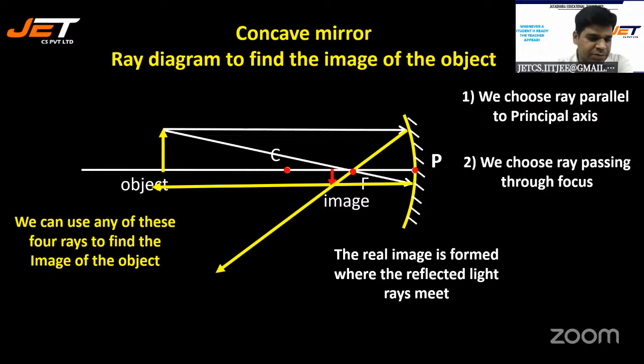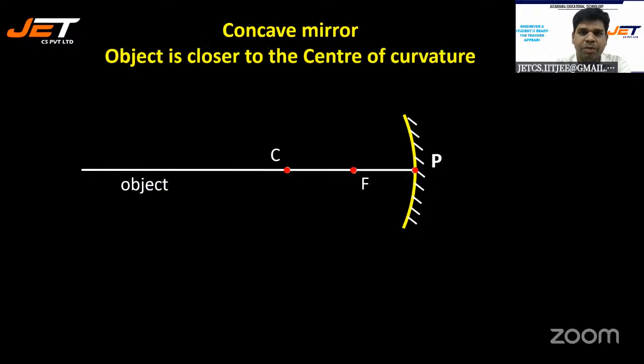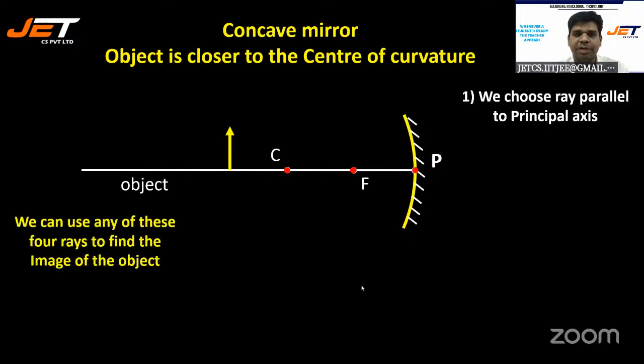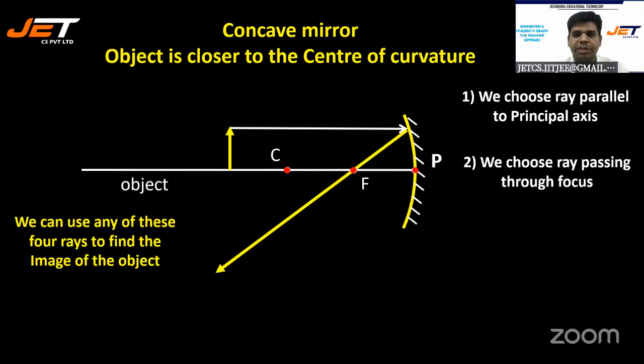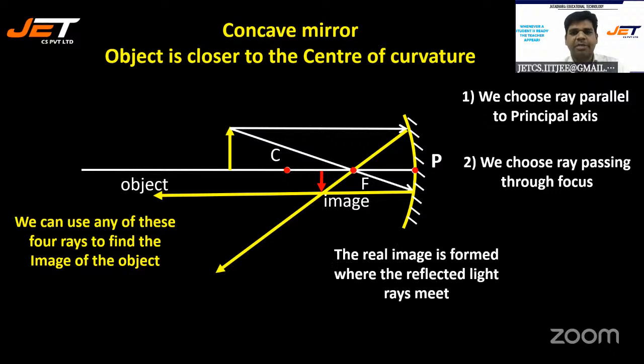All these concepts you are good at, because the way you have answered shows that you are really good in thinking. You are doing well. Now the object is moved closer to the center of curvature. Earlier it was a little farther, now we have placed it a little closer to the mirror. So again I'll choose the ray parallel to the principal axis that passes through the focus, and a ray through the focus that will pass parallel to the principal axis. This is my inverted image. Again, a real inverted image is formed where the reflected rays of light meet.